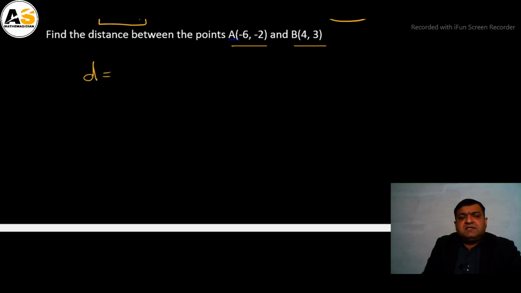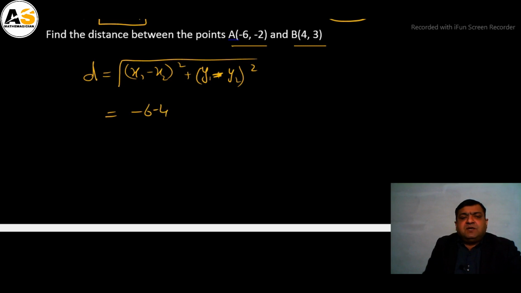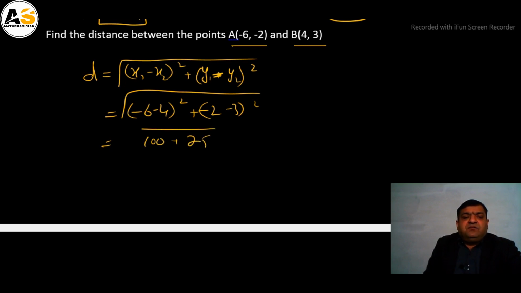The formula for finding distance is the square root of (x1 minus x2) whole square plus (y1 minus y2) whole square. In this case, this will be the square root of (minus 6 minus 4) square plus (minus 2 minus 3) square. Minus 10 square is 100. Minus 5 square is 25. Then we have easy arithmetic, square root of 125, which will simplify to 5 square root 5.